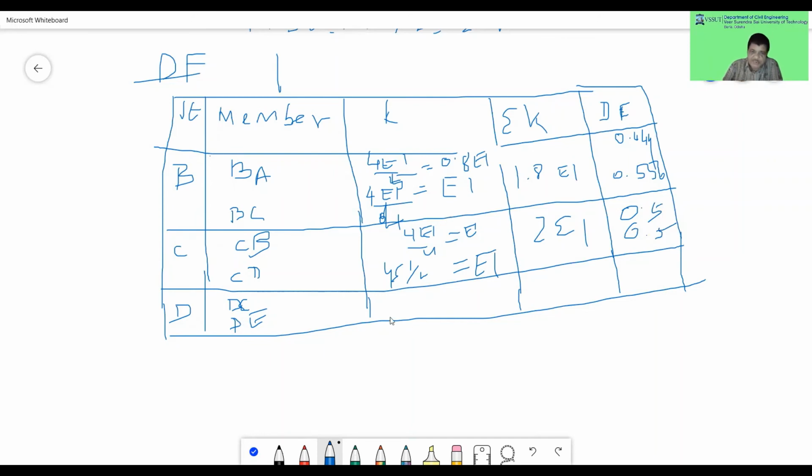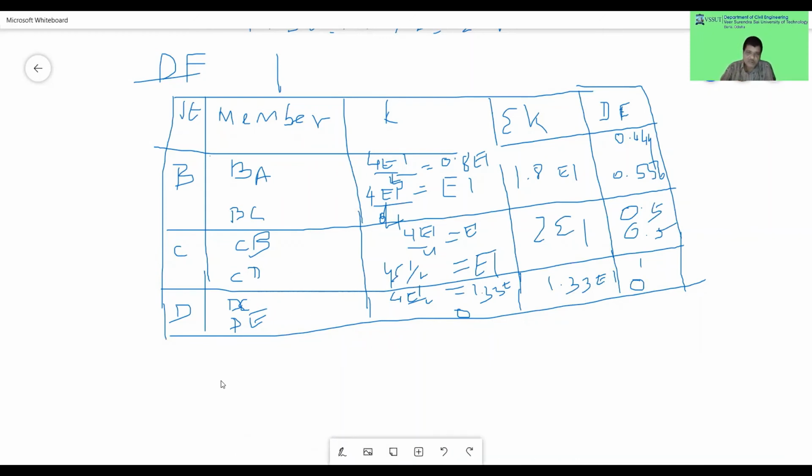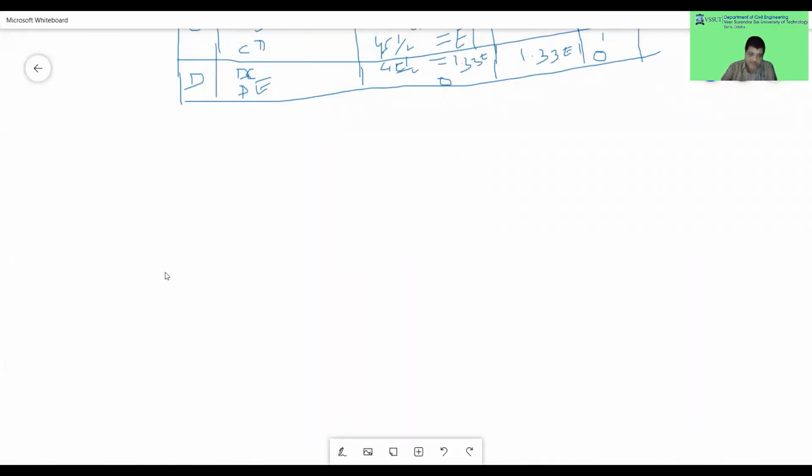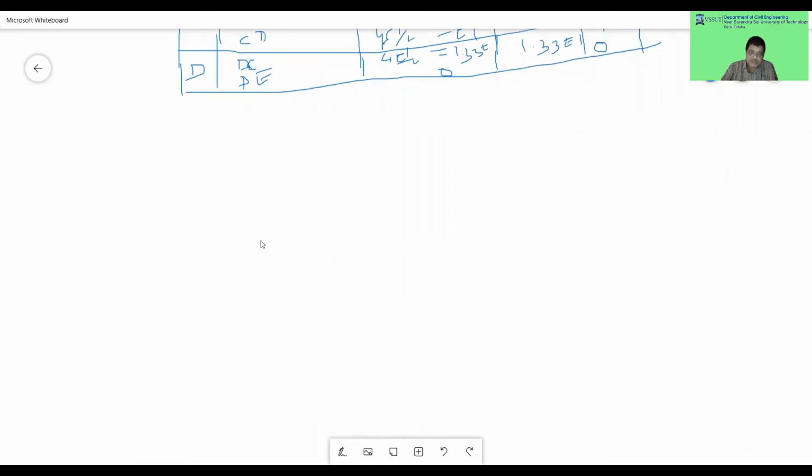Now, in case of DC, this will be 4 EI by L, that is equal to 1.33 EI, and this will be equal to 0. So this is 1.33 EI, and this is equal to 1. So this is how to calculate the distribution factor table. Once you find the table, then we'll go for the moment distribution. How to do the moment distribution?